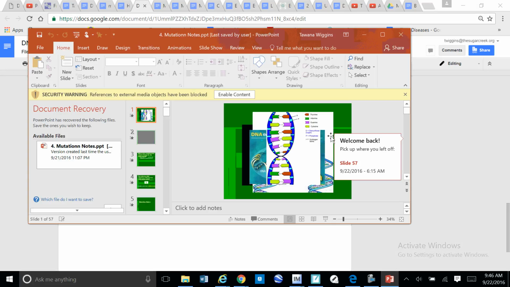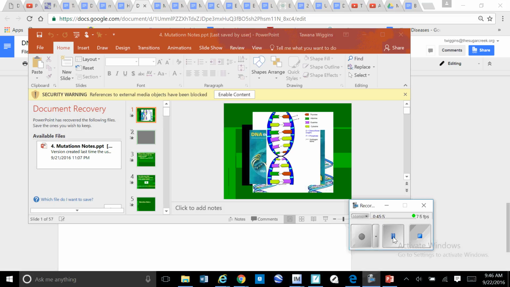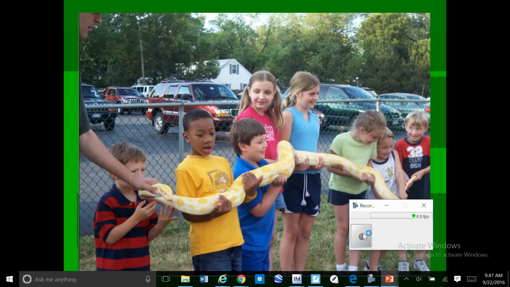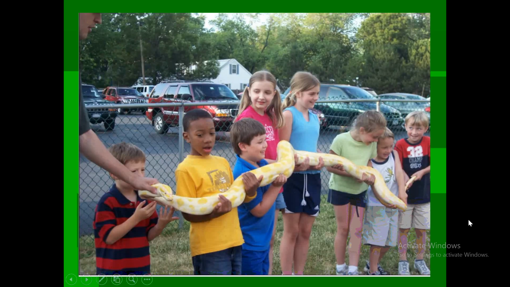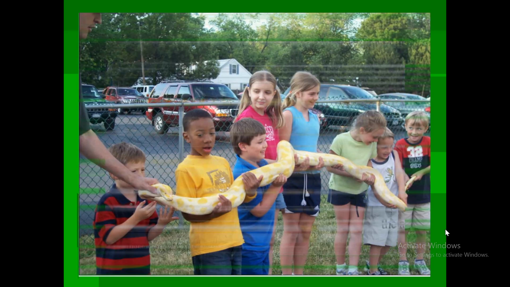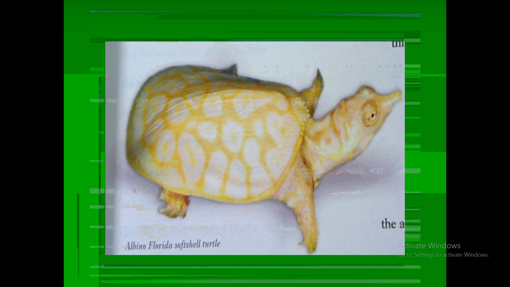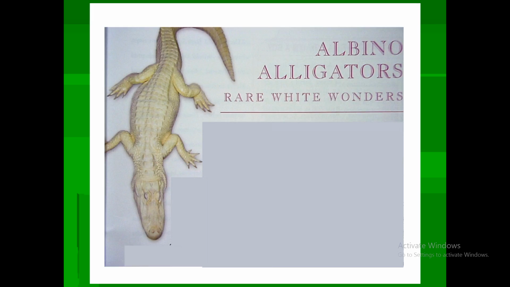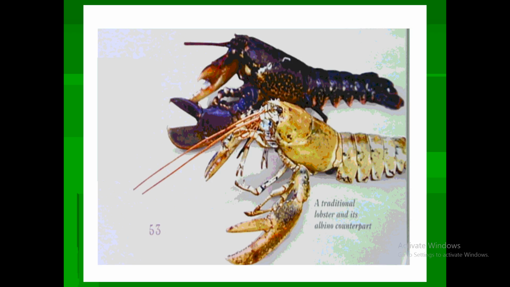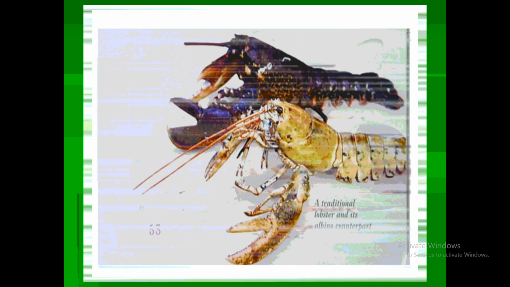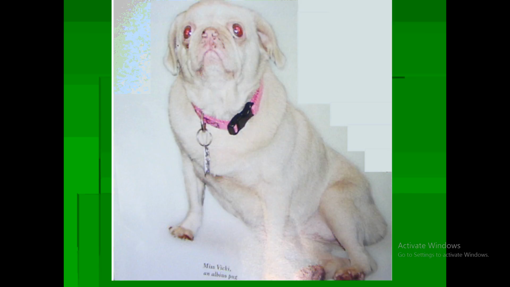The first thing that, alright, so there is an albino snake, there's an albino turtle, you have an albino alligator, there's also albino lobsters, all organisms. Then you have the cat, there's a pug named Vicky, a hedgehog, and there's an albino young lady named Bianca.